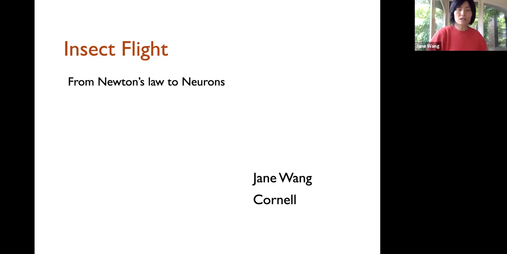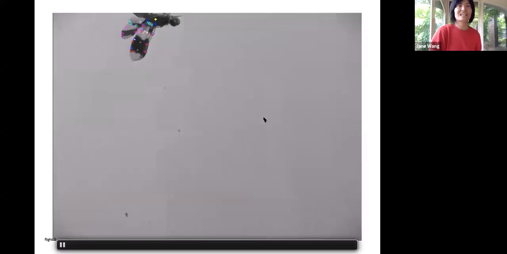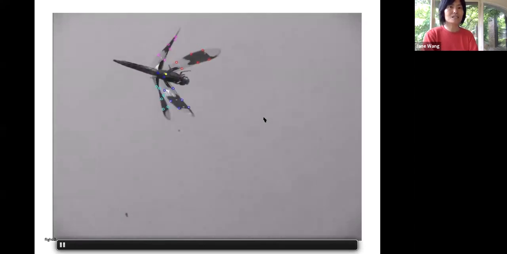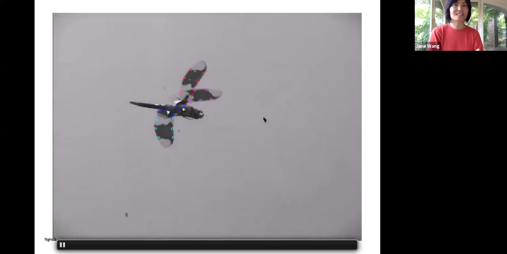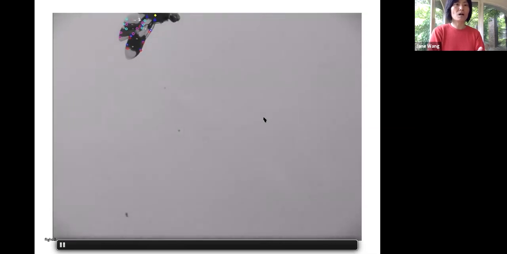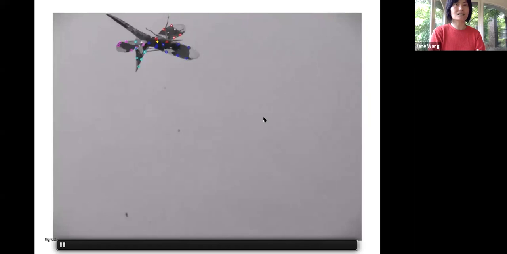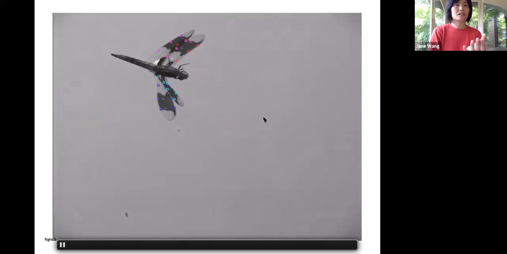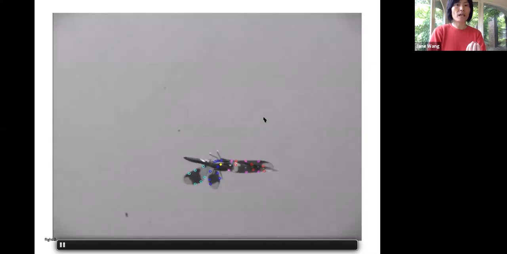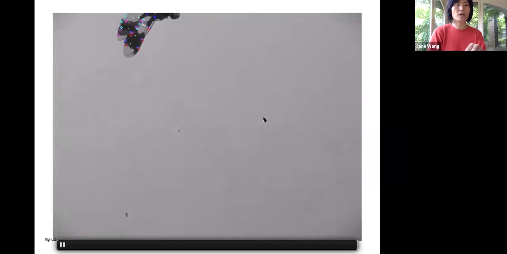So I want to start by showing you a video of a dragonfly falling upside down. And as you can see, dragonflies are four-winged insects. In this brief video, which lasts about 200 milliseconds, the dragonfly is released from an upside down orientation. And as you can see, through the coordination of the four wings, eventually it rights itself quickly.